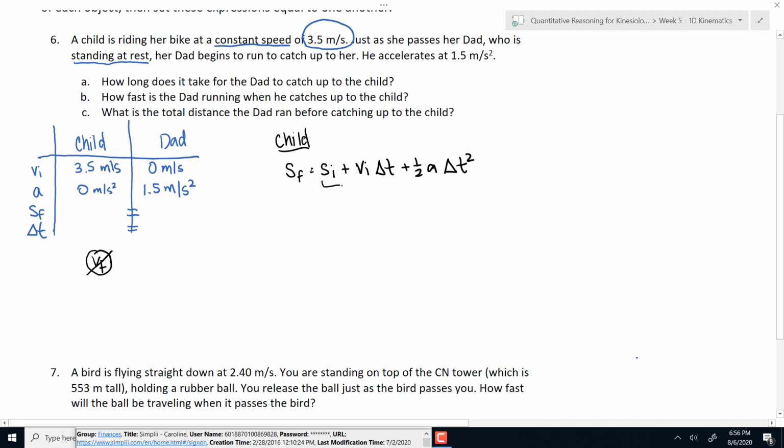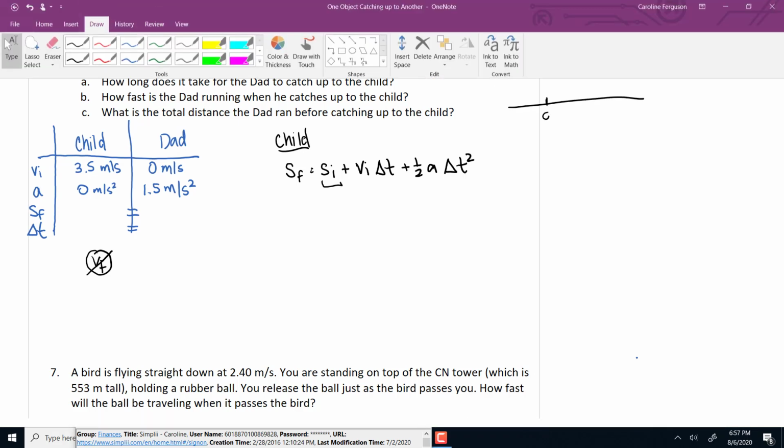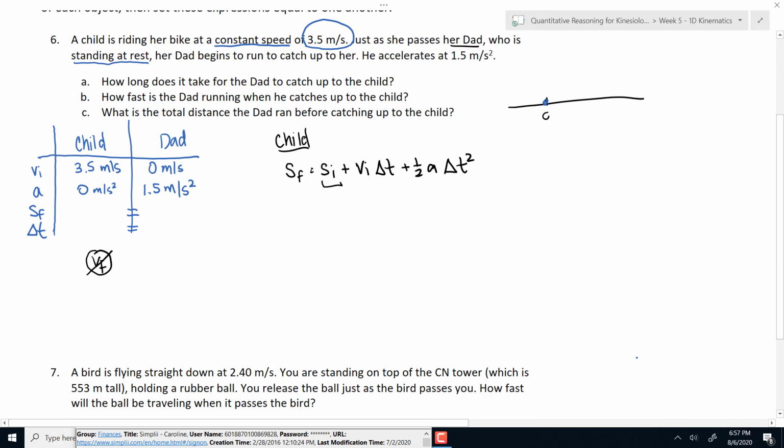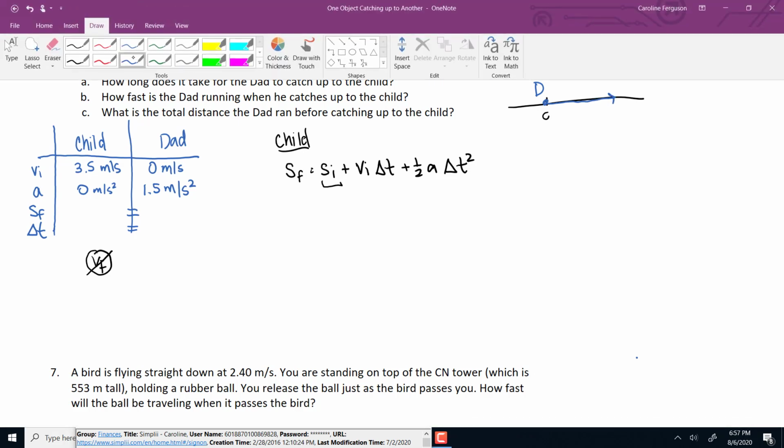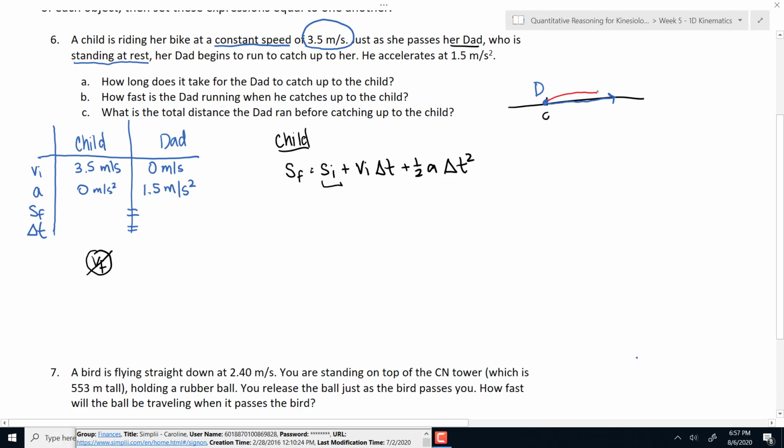What about S initial? What's the initial position of the child and the initial position of the dad? Well, it says that the child just passes her dad. So that means their initial positions are the same. They just passed each other. So let's say here's the child. At that same position is the dad. So the dad is there as well, both of them. And then the child moves ahead and the dad is originally stopped, but he has to catch up to the child and he eventually catches up to her.